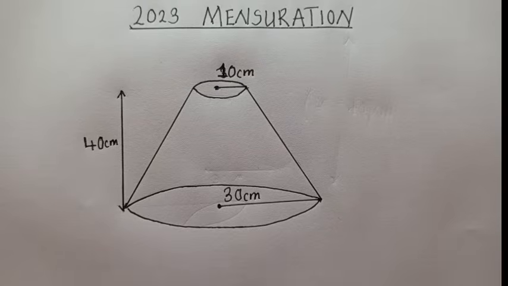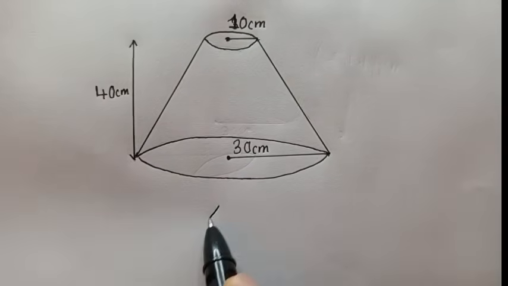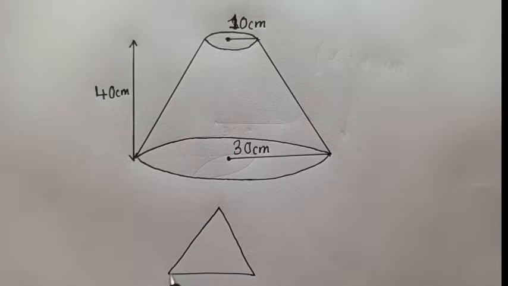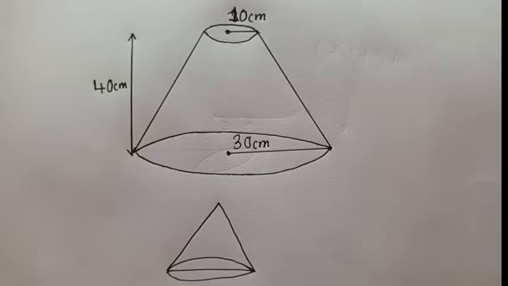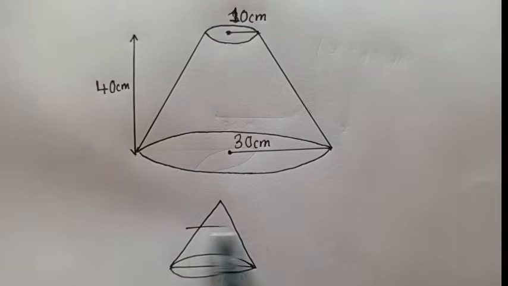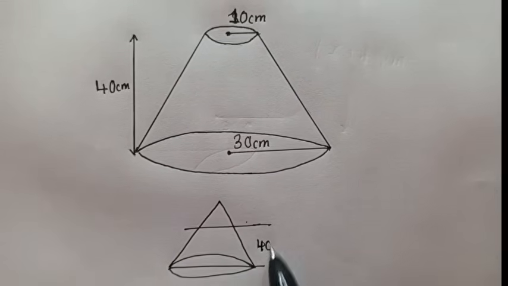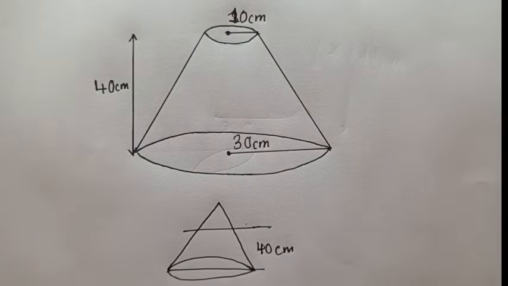So we're going to use this method of thinking it's full. We shall say we've got a finished cone over here, the way it was before it was cut. This is where it was cut. We know that from here to where it was cut, it's 40 centimeters. This is what we've been given.